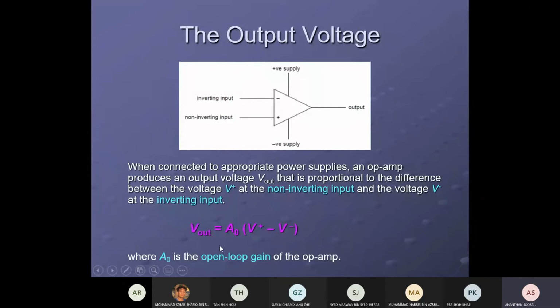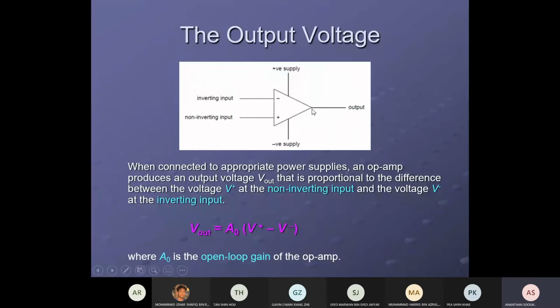The formula the op-amp follows is this formula. This is the golden formula the op-amp uses to give out output. V out equals gain times the difference between the inputs. If V plus is greater than V minus, output is going to be positive. If plus is greater than minus, output is plus. If minus is greater than plus, output will be minus. So check who's the winner. If positive is greater than negative, output will be positive.